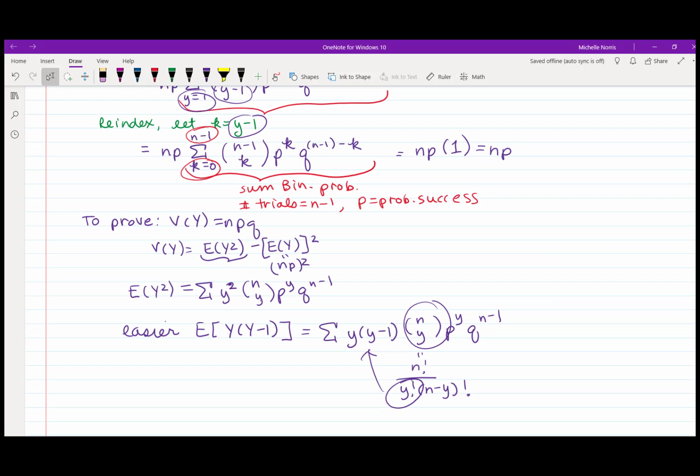Okay, there's a little bit more work because this is not expected value of y squared. It's the expected value of y squared minus y. But you know E of y, so it's E of y squared minus E of y. E of y is n times p, so it will work you around to what the expected value of y squared is.